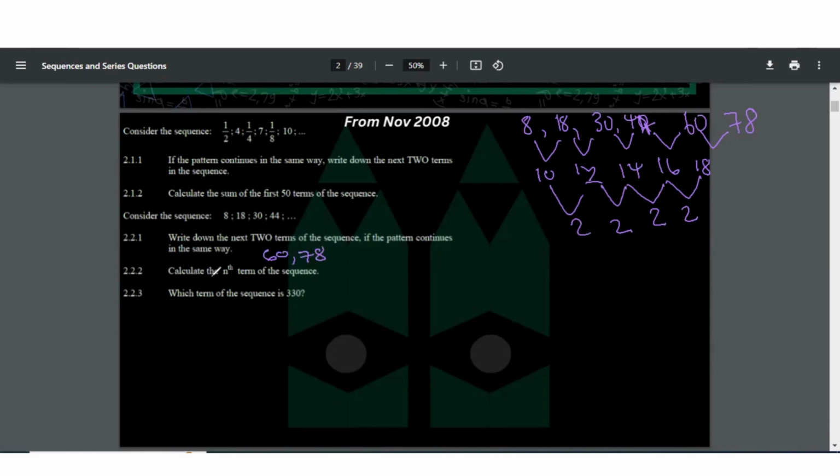Next question says, calculate the nth term of the sequence. Well, the nth term of a quadratic sequence is equal to Tn is equal to an squared plus bn plus c.